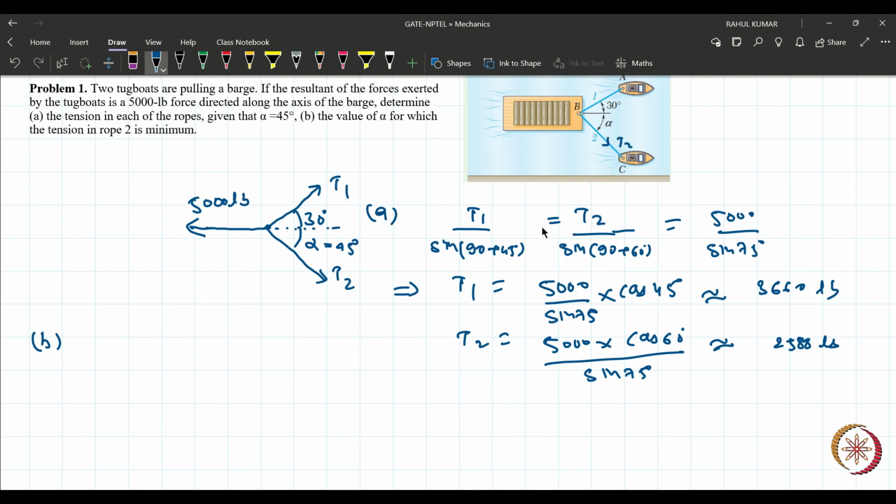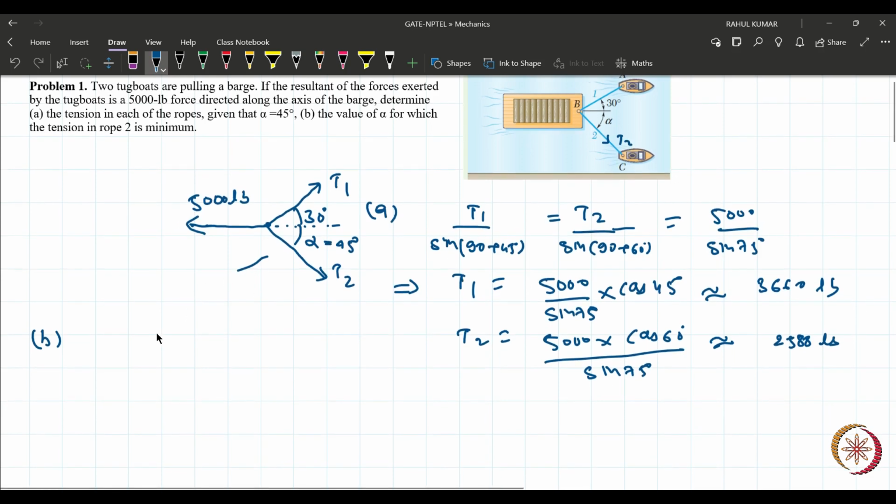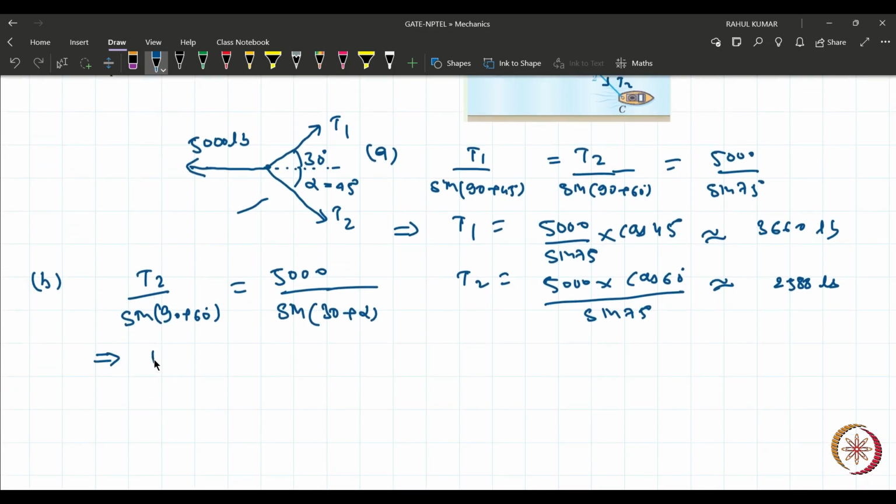So suppose it is alpha, then what can we say? T2 divided by sine, it is asking about rope 2. If it is alpha, then what will be the angle? Sine 90 plus 60 equal to 5000 divided by sine of 30 degree plus alpha. Did you get it? So T2 will be 5000 into cos 60 divided by sine 30 plus alpha.